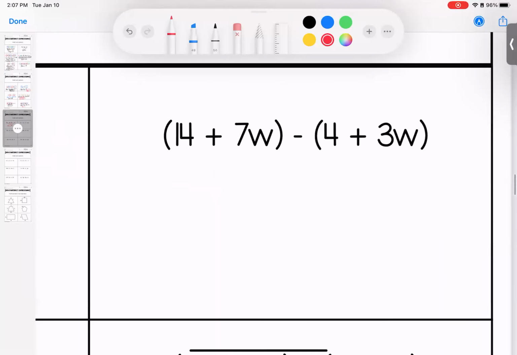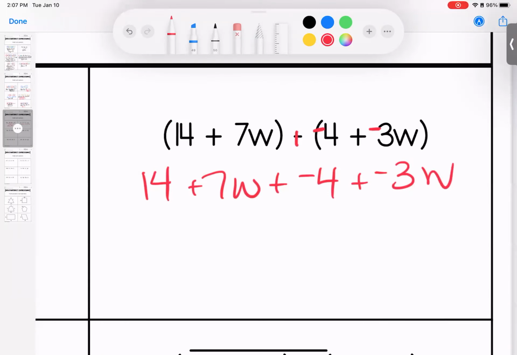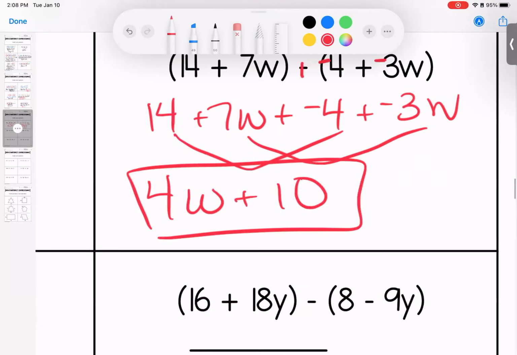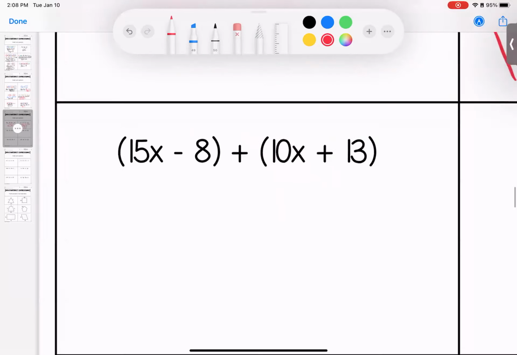Let's pop over here. We are distributing that subtraction. So that means we're going to do keep, change, change for everything in the back. So keep, change, change, change. They become negative. Let's rewrite. 14 plus 7w plus negative 4 plus negative 3w. 7w minus 3w gives you 4w. 14 minus 4 gives you 10. 4w plus 10. Remember, it's only with that subtraction sign.